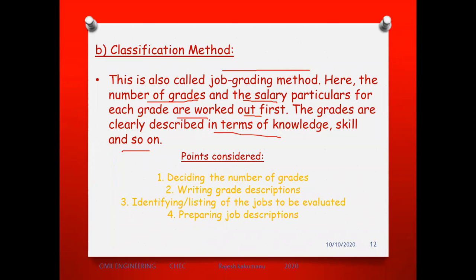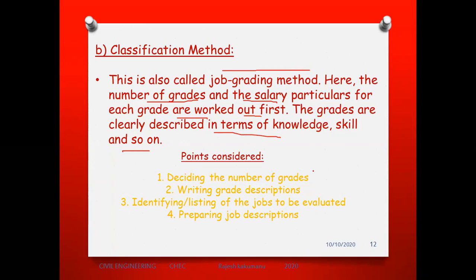So who are the persons doing all these things? The human resource department. In that you have personnel management, human resource development. So the human resource development people will do all these types of things, right? So for that you have to study MBA, right?